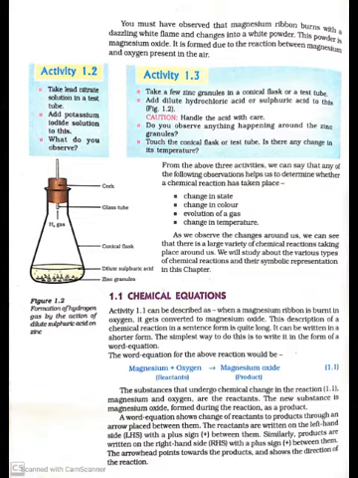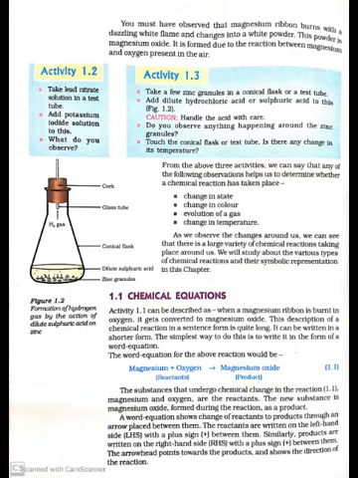From the above three activities, we can say that any of the following observations help us to determine whether a chemical reaction has taken place. Number 1. Change in state. Number 2. Change in color. Number 3. Evolution of a gas. Number 4. Change in temperature.